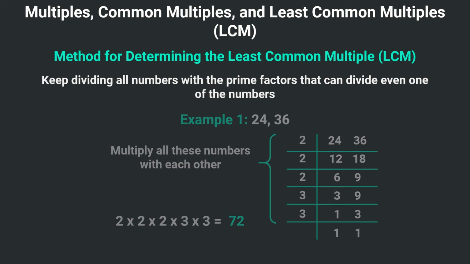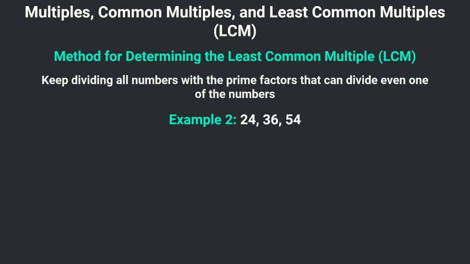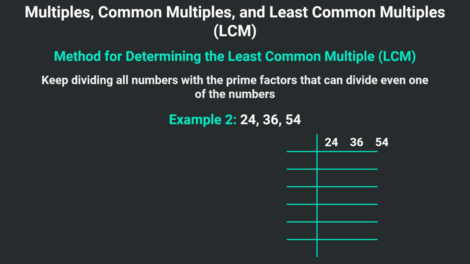Now let's try another example, and this time we will be determining the LCM for three numbers that are 24, 36 and 54. Again using the same instruction, for 24, 36, 54, we have to check if these are divisible by 2 or not, because 2 is the least prime number. So dividing by 2, we will get 12, 18 and 27. Now still 12 and 18 are divisible by 2. So again divide by 2, we will get 6, 9, 27.